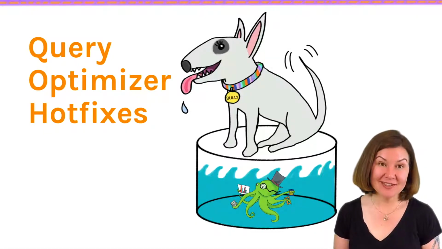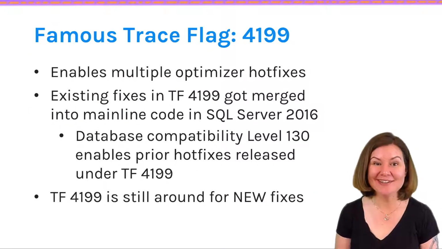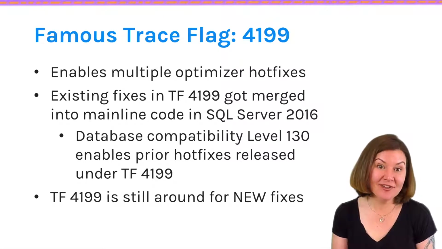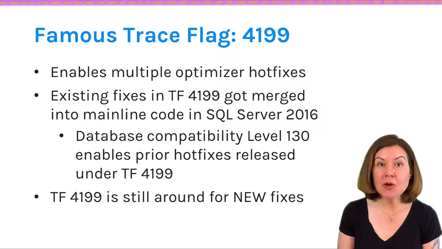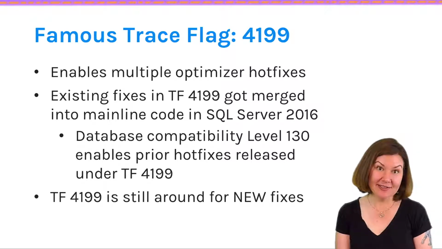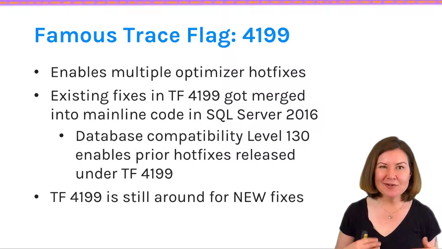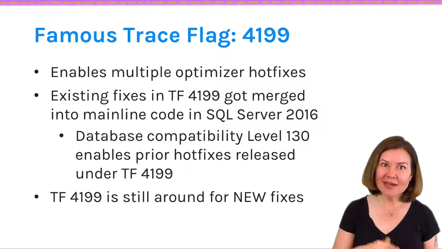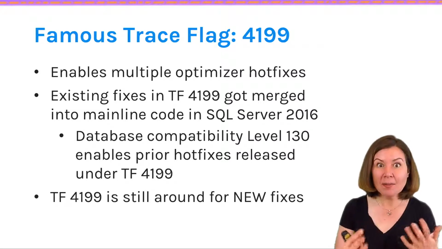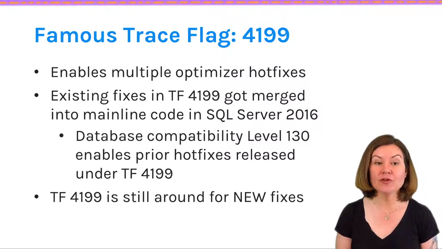Query Optimizer hotfixes are another way that you can influence how your execution plans are generated in SQL Server. Historically, we have enabled Query Optimizer hotfixes using trace flag 4199 in SQL Server. This enables multiple optimizer hotfixes. For years, we had trace flag 4199, and new hotfixes kept getting added to it over time, and they didn't get merged into the mainline code in SQL Server. So the number of things impacted by 4199 just slowly accumulated over time.